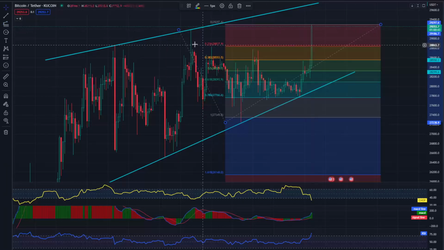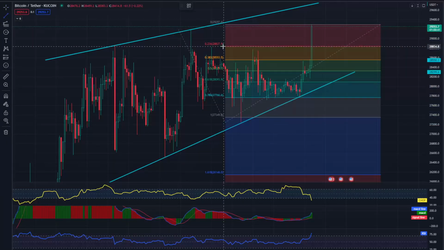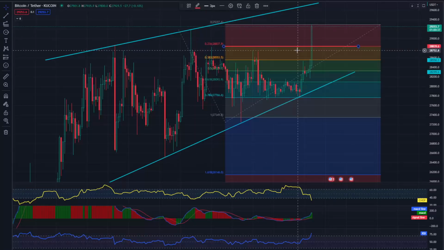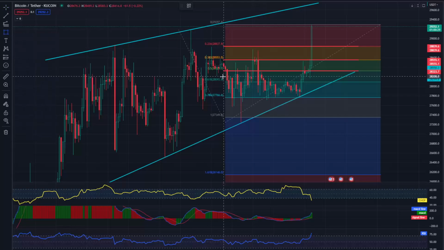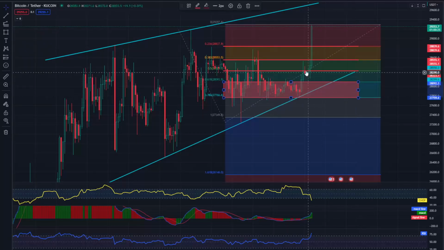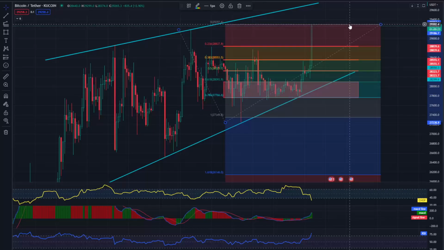And here in the first place it is worth marking support at $28,840, then second support at $28,555, third support at $28,324, and then we have a strong support zone from $28,092 to $27,760.